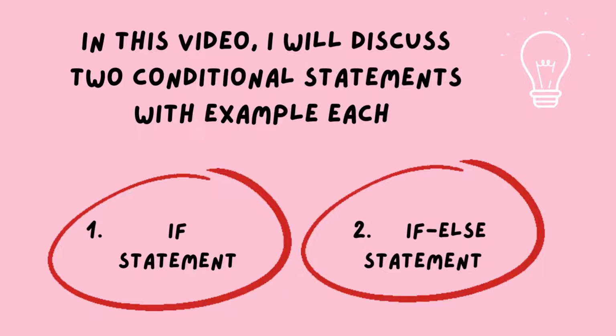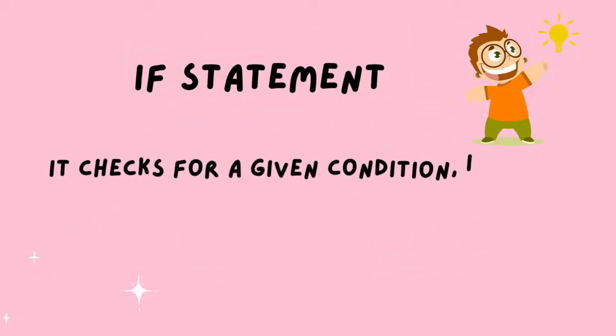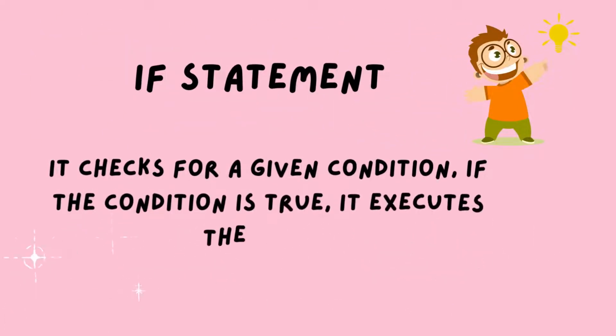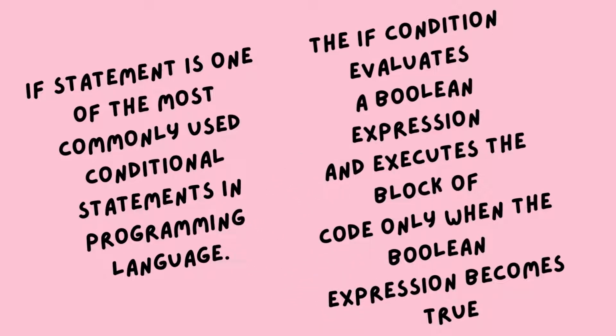First one is if statement, second one is if else statement. If statement: it checks for a given condition. If the condition is true, it executes the code. If statement is one of the most commonly used conditional statements in programming languages. The if condition evaluates a Boolean expression and executes the block of code only when the Boolean expression becomes true.